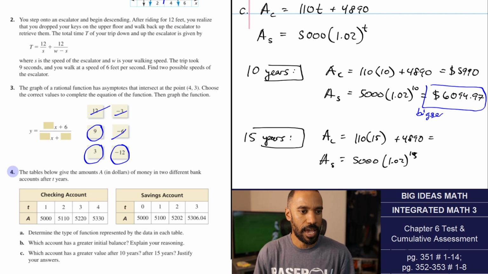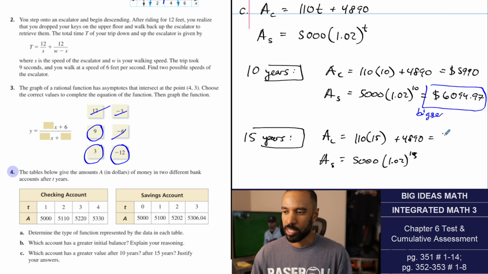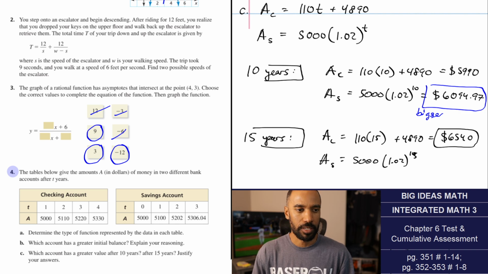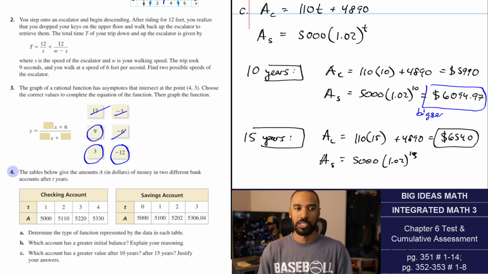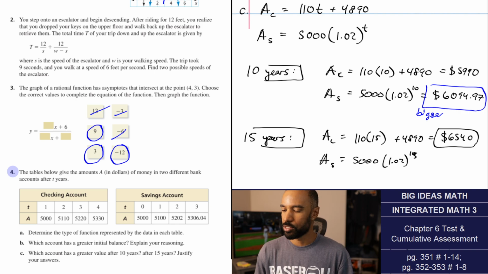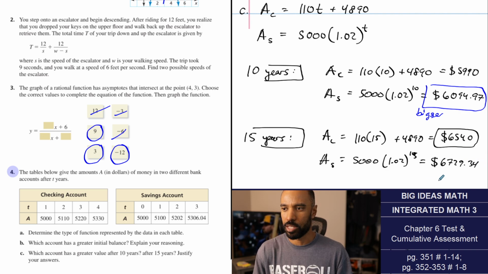All right, so let's do those again, but I substitute a 15 instead of a 10. When I substitute 15 for the checking account, I'm getting $6,540. And for the savings account, I substitute 15, and I get $6,729.34. So this still has more when you do that. So bigger.